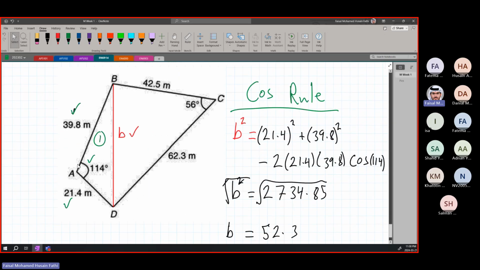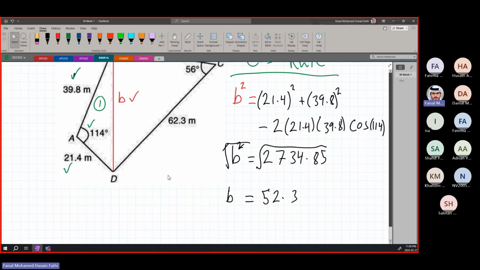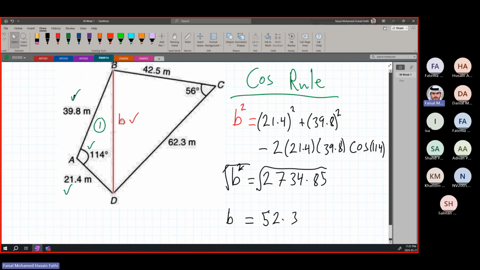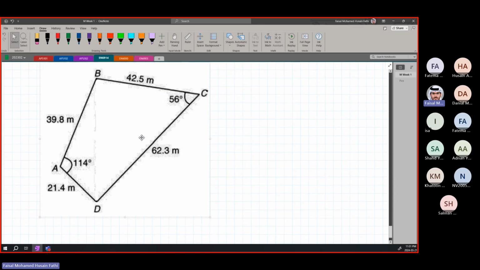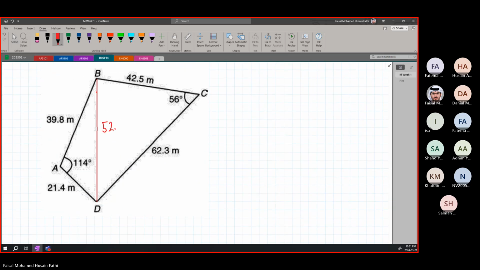Okay, so we found the base now, this b. Now we need to find the height of both, the perpendicular height, I should say. This is the perpendicular height of both triangles. And we're going to do that using the same methods we did earlier, sine and cosine rule. Okay, so if I copy this again here, we have this b, we found this BD. We found this base. We found it to be 52.3 meters.